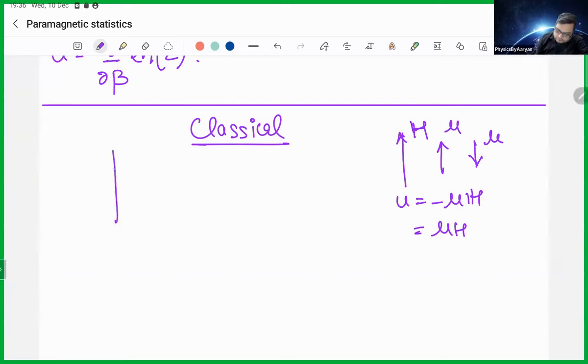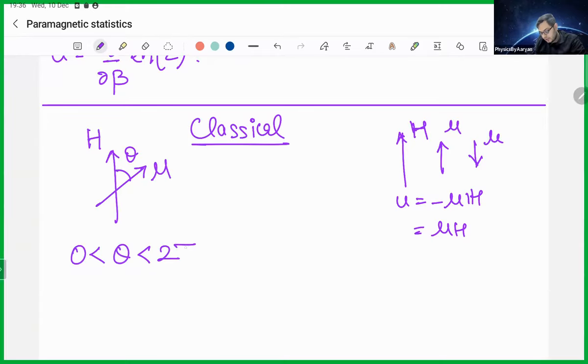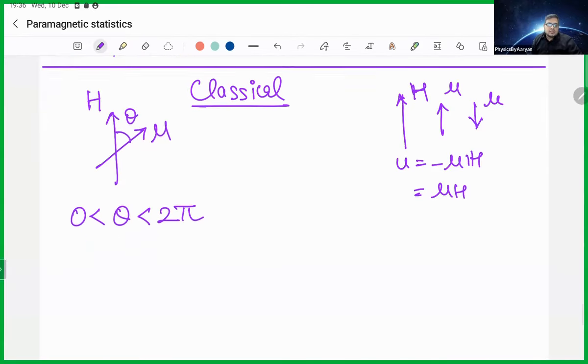Classical mechanics says that, okay, if this is h, then this is nu. This nu can take any angle theta going from 0 to 2 pi. Do you understand this? What is the difference between classical and quantum?